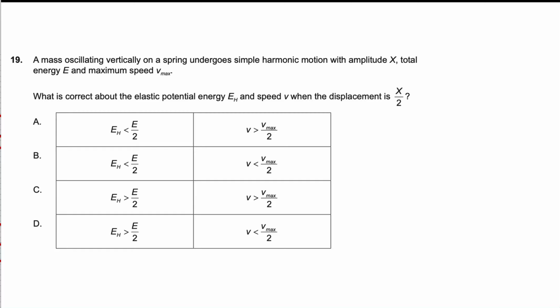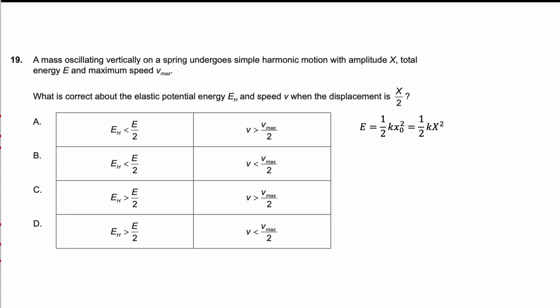There's quite a lot going on here. So what we're being asked to do is, we've got, firstly, a mass oscillating vertically. Okay, it's undergoing simple harmonic motion, amplitude X, with total energy E and maximum speed v max. We want to now know what happens to the potential energy and the speed when we have a particular displacement, and we're comparing it to certain things. So we're really trying to find out which one's bigger. Are we looking at the maximum and then the instantaneous value? So let's go through it.